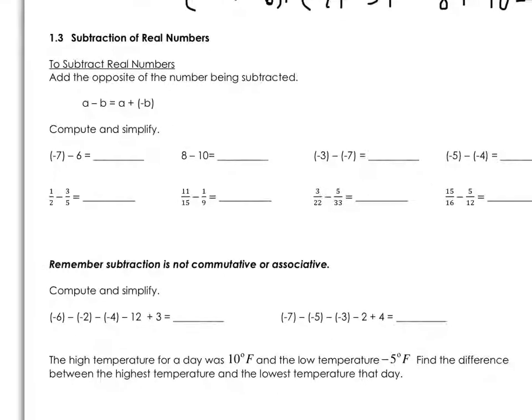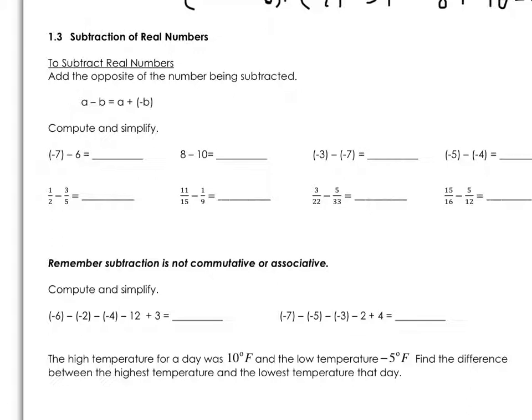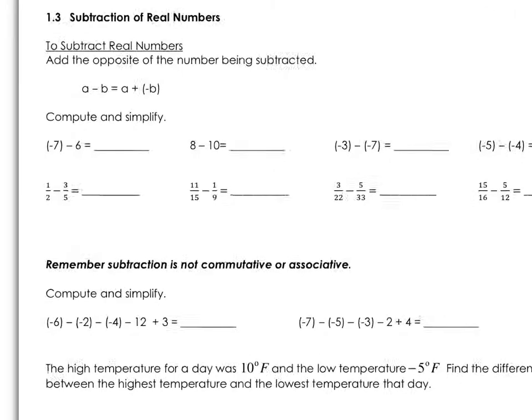So let's do subtraction of real numbers in section 1.3. To subtract real numbers, add the opposite of the number being subtracted. So a minus b is the same thing as a plus a negative b. It doesn't matter how you write it. A minus b, a plus a negative b, same thing.